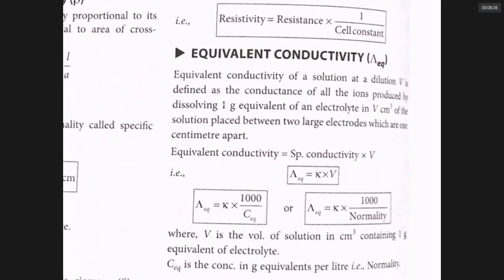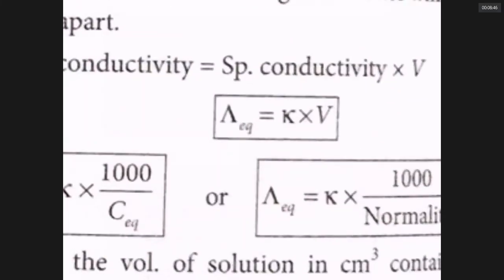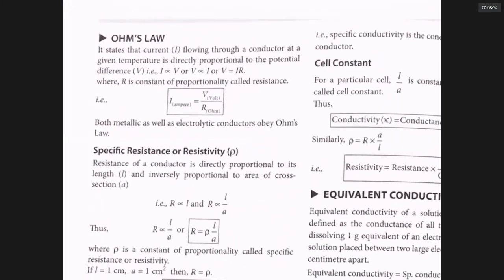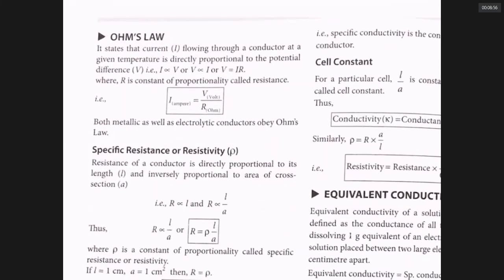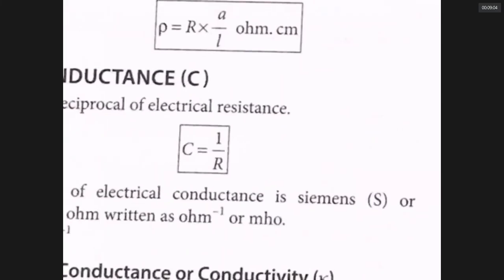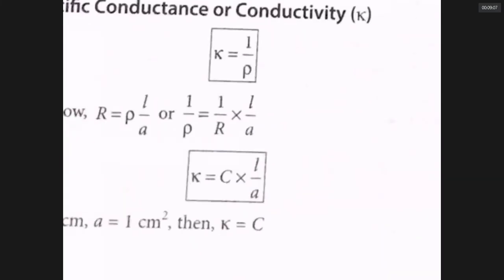Ladies and gentlemen, do you remember K is equal to G star R? K is equal to G star R. Do you remember that? Please go back. What is G star? G star is L by A. Are you seeing this relation? K is equal to C into L by A. What is C? Conductance. K by C is equal to L by A.